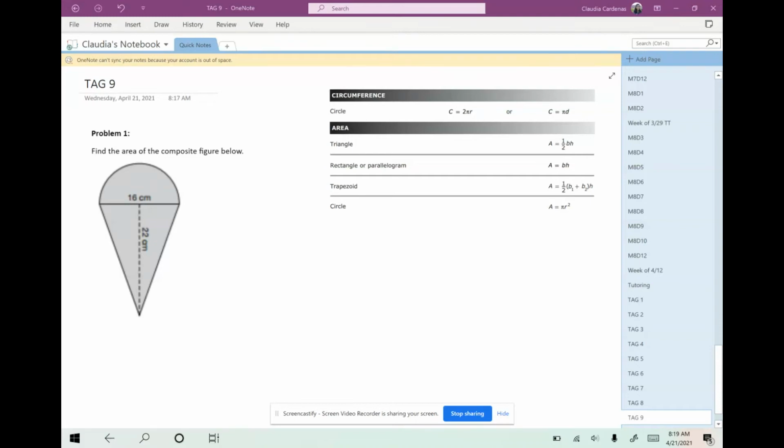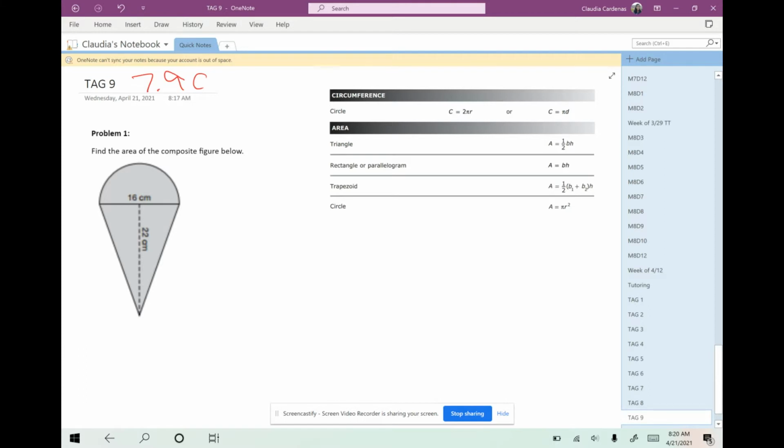Alrighty, welcome to Tag Day 9, where we are going over area of composite figures, or in other words, 7.9C. We're going to be talking about our strategies on how we can break apart these shapes and then find the individual areas. If I look at this shape, it looks kind of like an ice cream cone, and they want us to find the area of this composite figure.